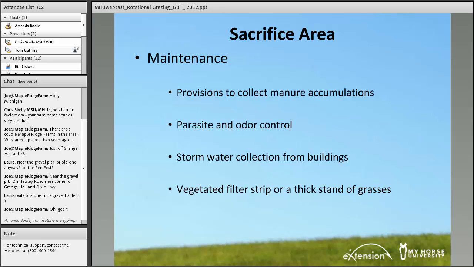The storm water collected from buildings in close proximity should be diverted away from the sacrifice lot. It is most ideal to have a vegetative filter strip or a thick stand of grasses such as pasture surrounding the sacrifice area to filter some of those sediments and nutrients that could potentially get washed away from the lot.